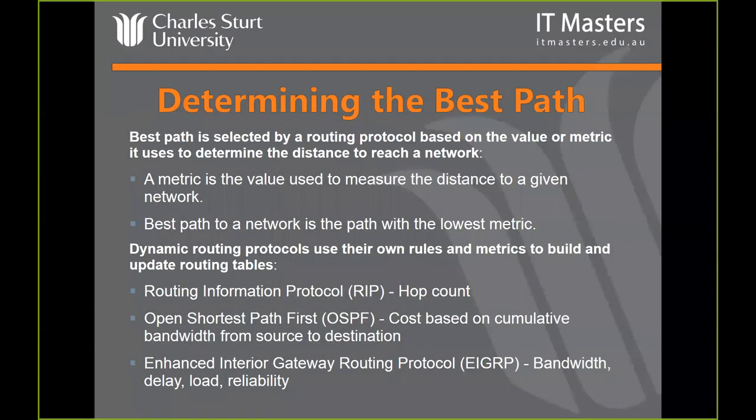To determine the best route, the best path is selected by the routing protocol based on the value or metric it uses to determine the distance to reach each network. Now, this can be hop count, it can be cost, it can be a combination of things.